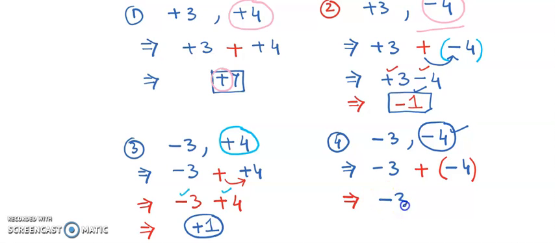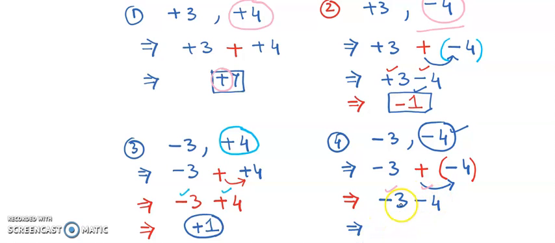So minus 3. The plus sign will get multiplied inside the bracket. Plus and minus become minus. Now you can see here we have two negative signs present here: minus 3 and minus 4.